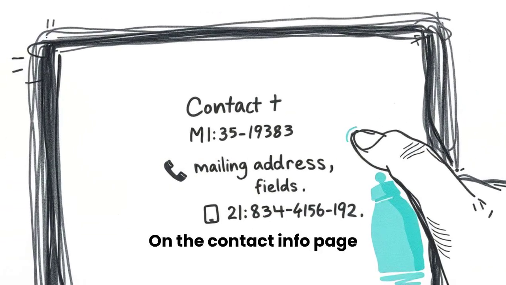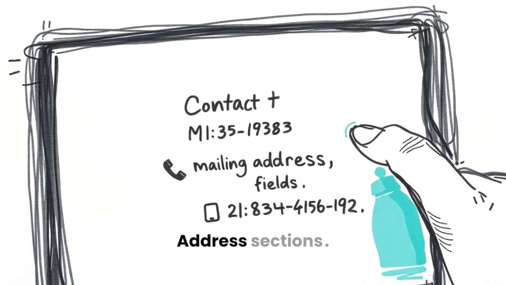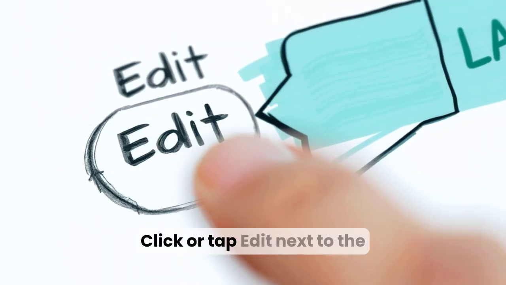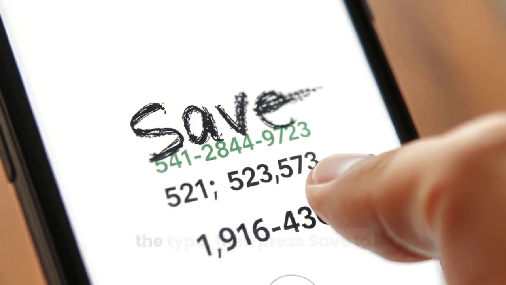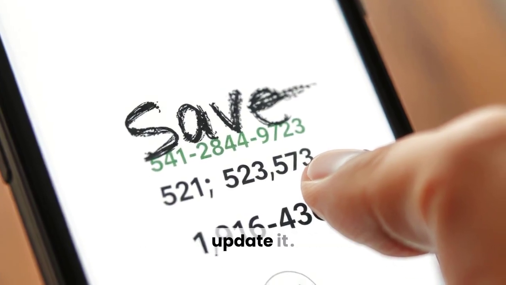On the Contact Info page, locate the phone and mailing address sections. Click or tap Edit next to the phone number to make changes. Enter the new number, select the type, then press Save to update it.